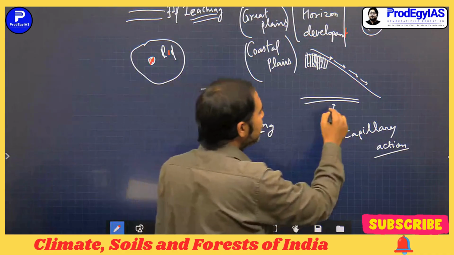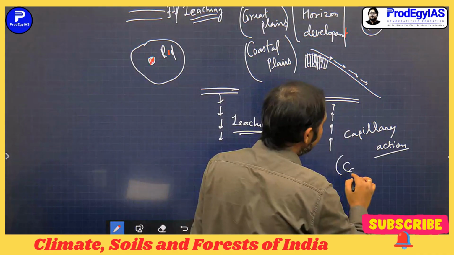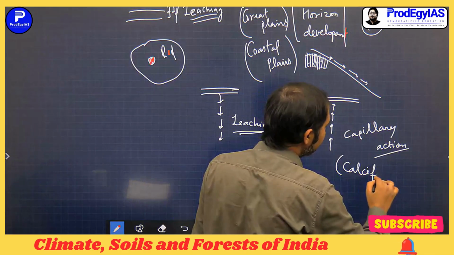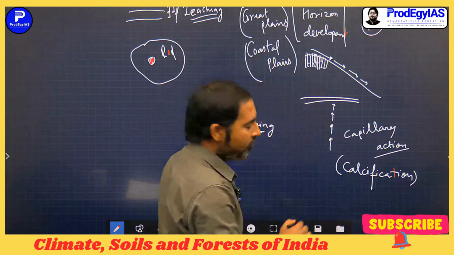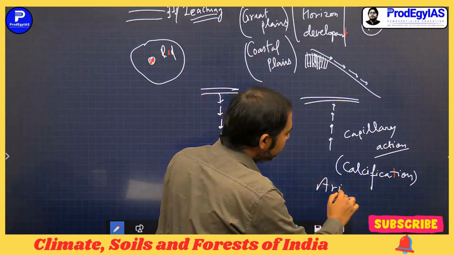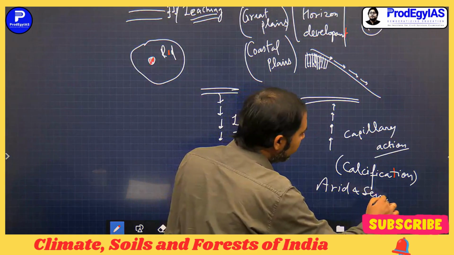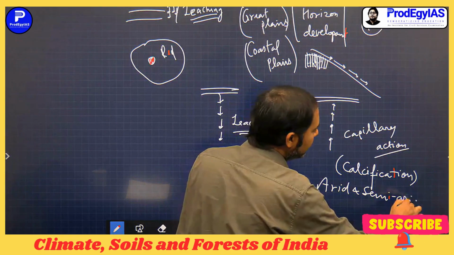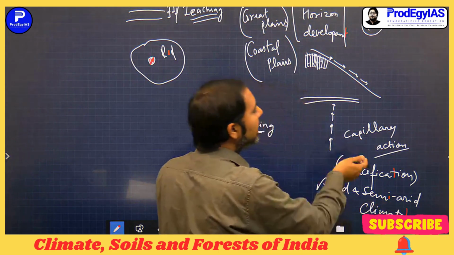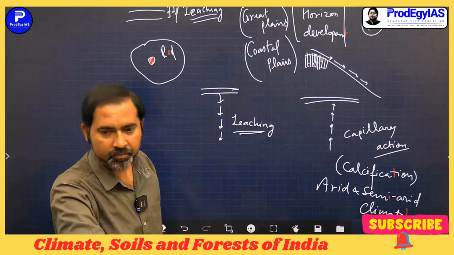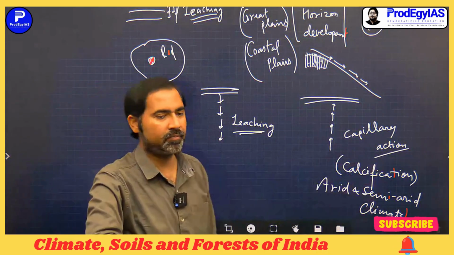So capillary action, technically it is called calcification. In the conditions of soil where there is arid and semi-arid climate, this type of capillary action starts. This is called calcification.